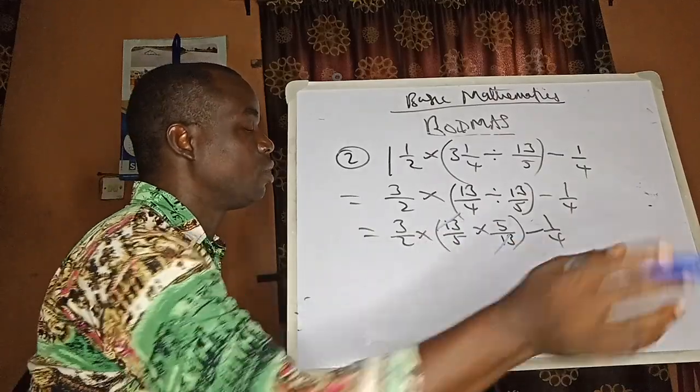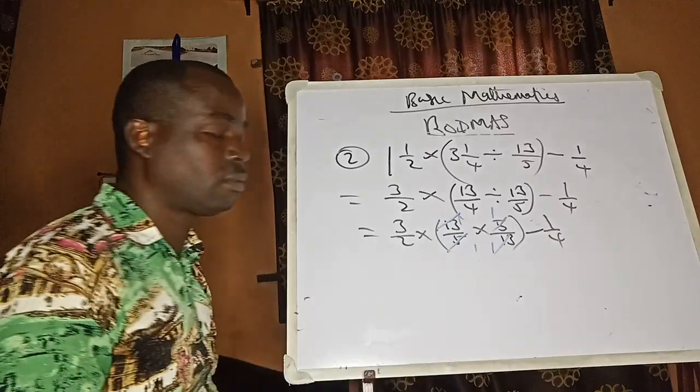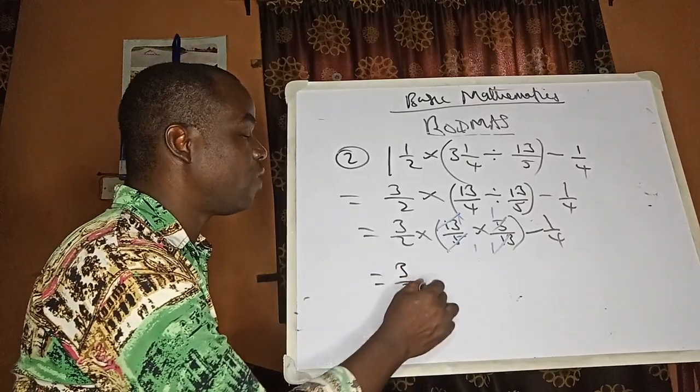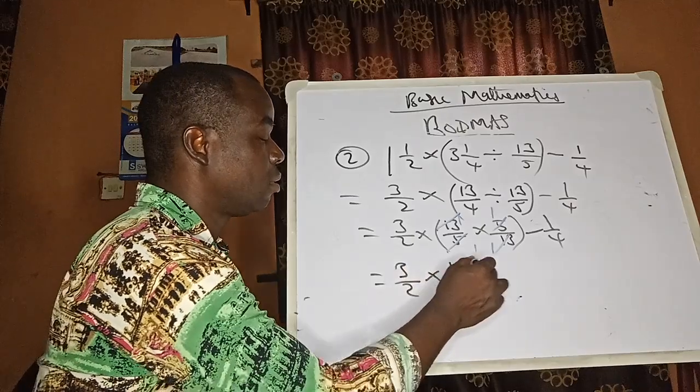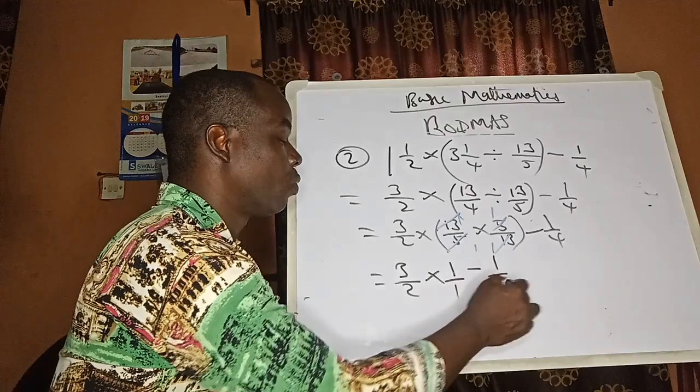So when you are multiplying, you cancel out. 13 cancels 13, it goes away. 5 cancels 5, it goes away. So you have 1, 1, 1. So the answer to the question will now be 3 over 2 times 1 times 1 over 1. Let me just say 1 over 1. Then minus 1 over 4.